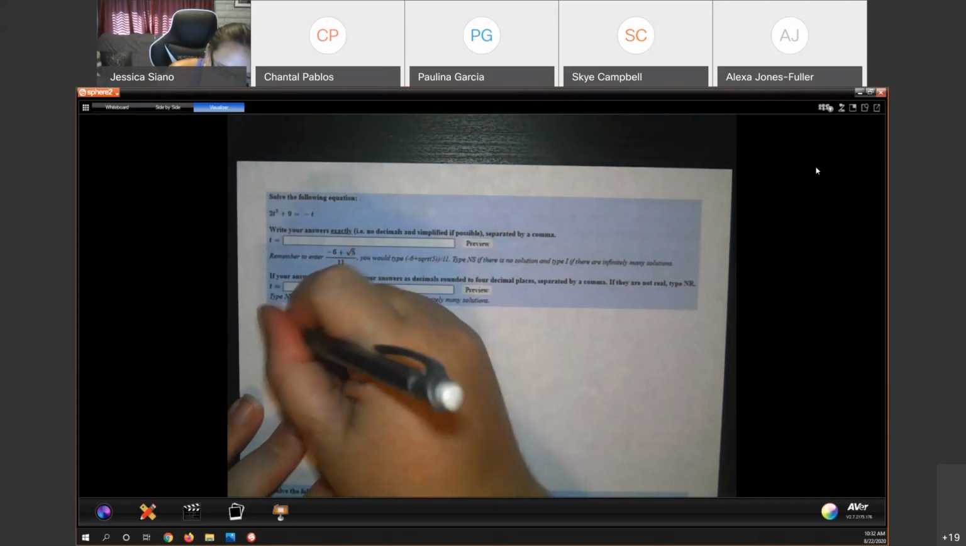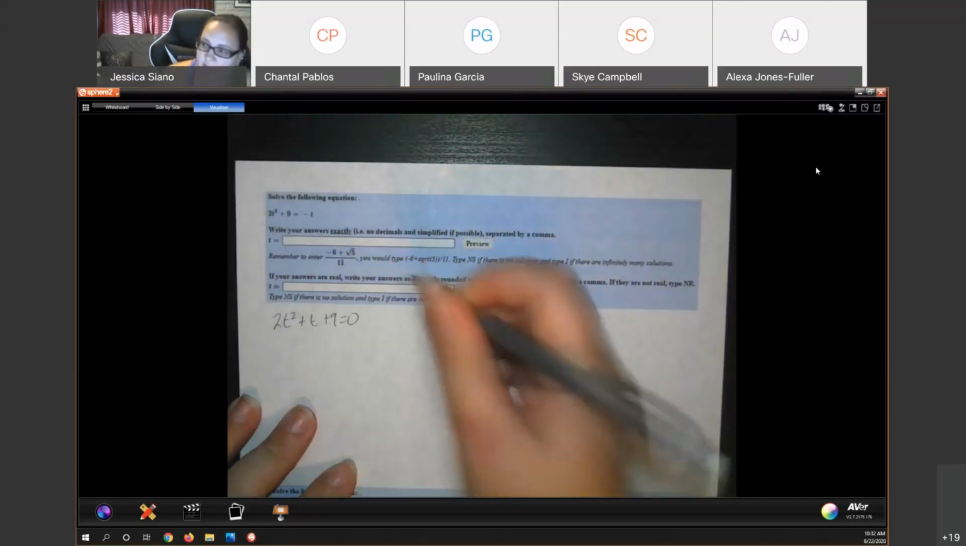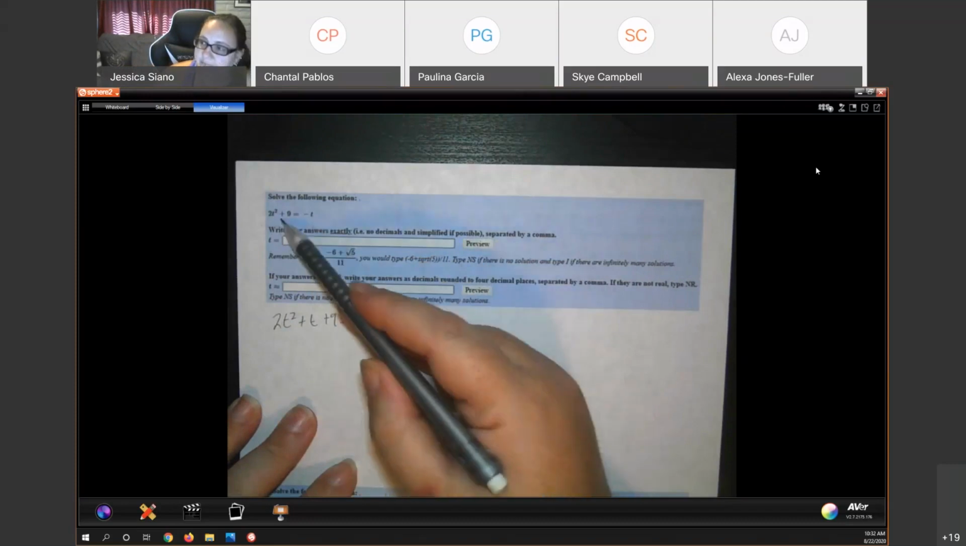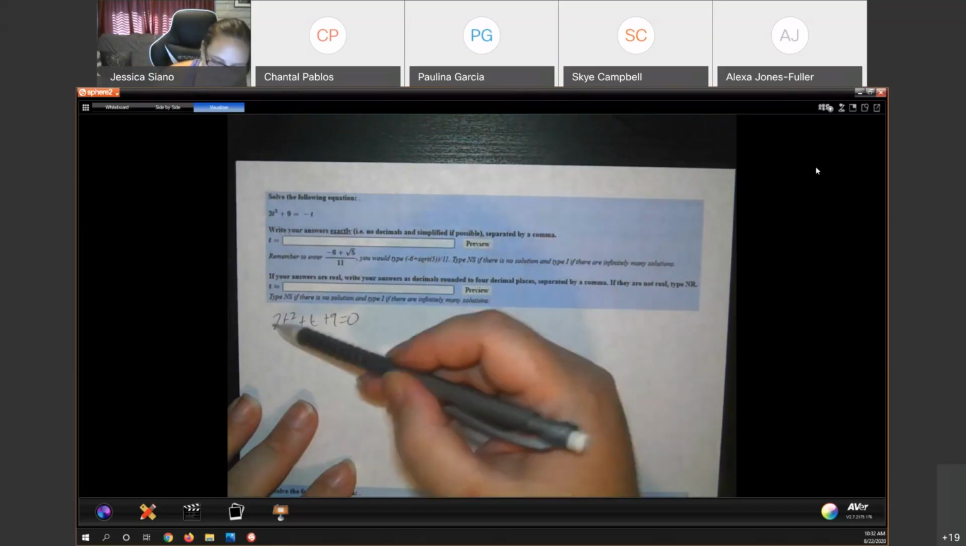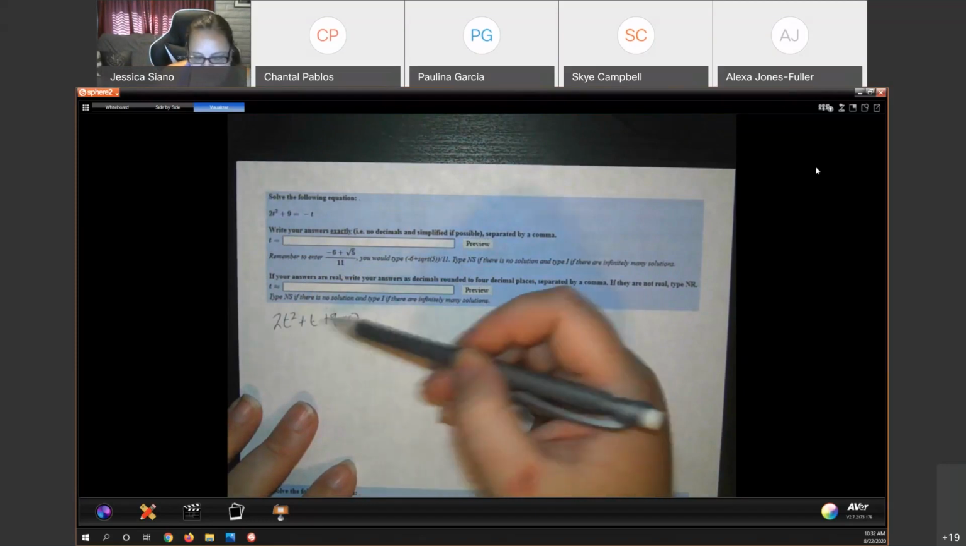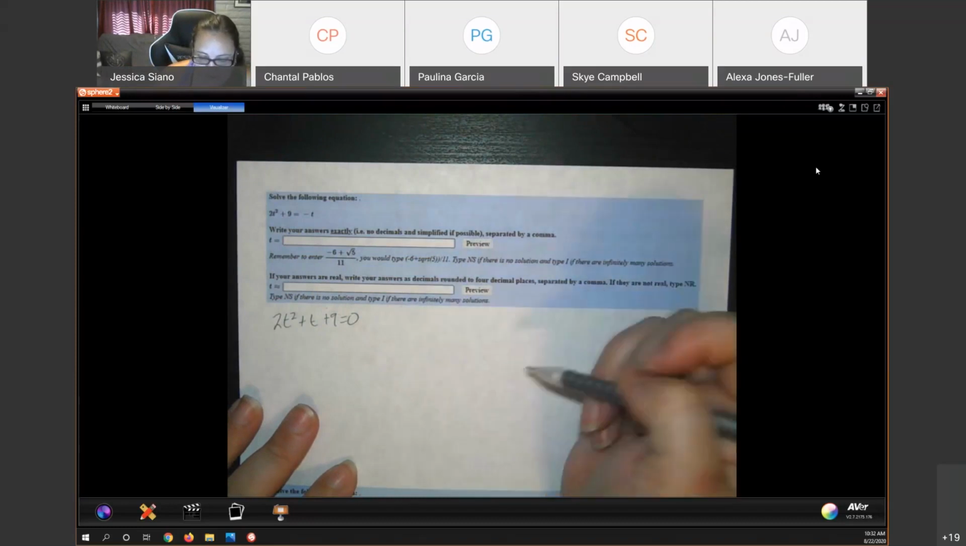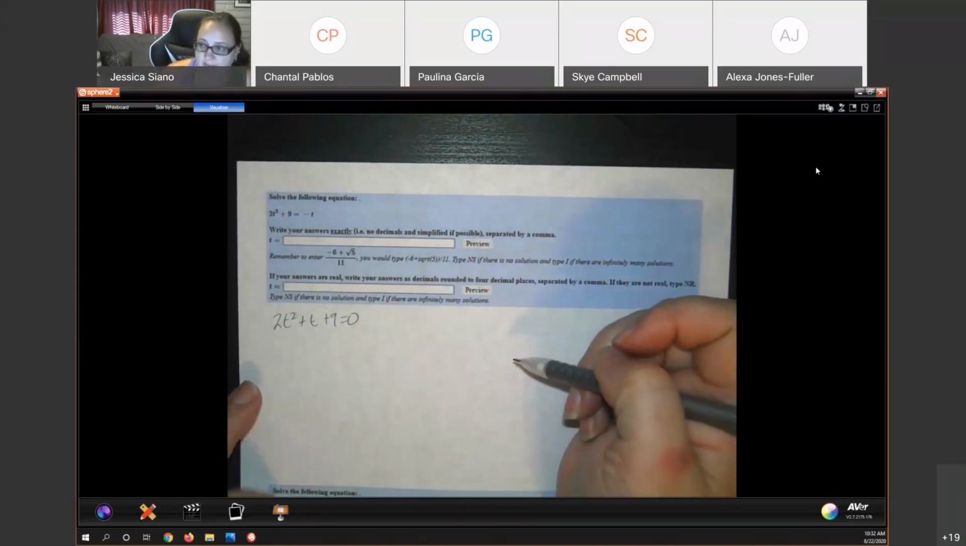Okay. 2t squared plus t plus 9. When I move the t over, 2 times 9 is 18. Are there two numbers that multiply to 18 and add to 1? No, there are not. So in this case, we have to use the quadratic formula.